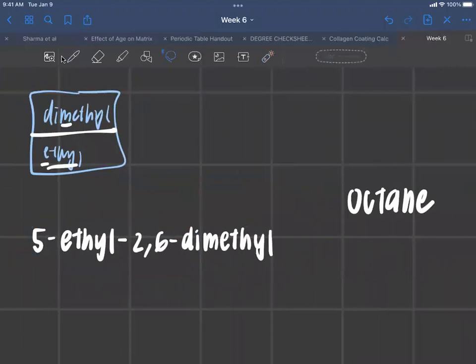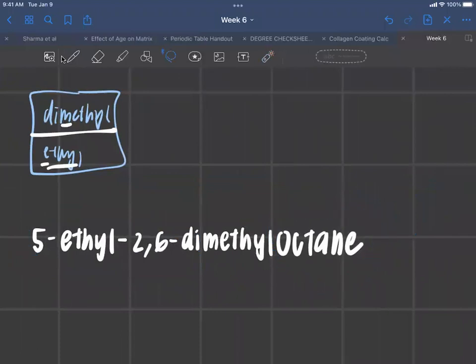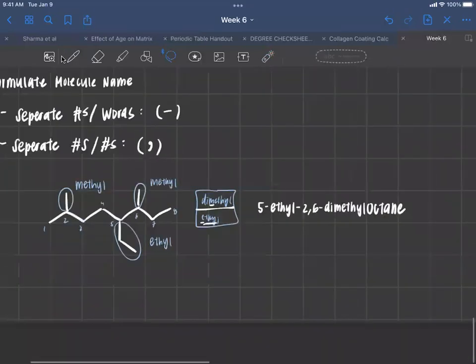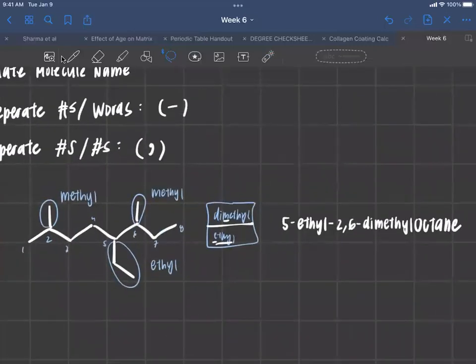And just slapping on our parent chain. We don't need hyphens or commas for combining our substituents and our parent chain. So there we go. We have the proper name for our molecule right here. We have a 5-ethyl-2,6-dimethyloctane.